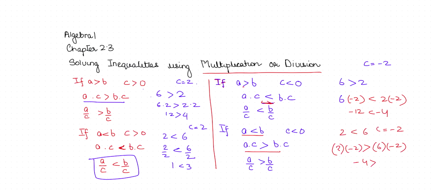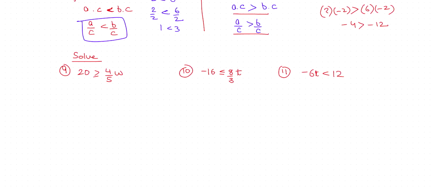So basically, if we multiply or divide any inequality by a number which is greater than 0, then the sign doesn't change. But if we multiply or divide by a number which is less than 0, then we change the sign. Greater than becomes less than, and less than becomes greater than. So we'll do some problems now. These are the questions, and we'll solve using the rules we discussed just now.